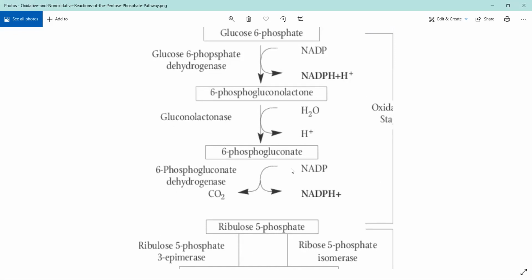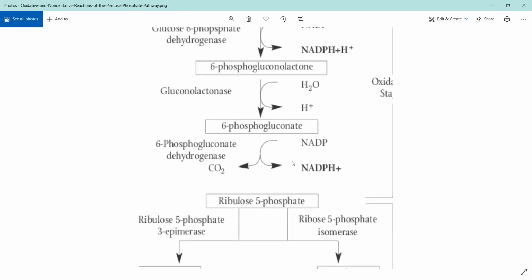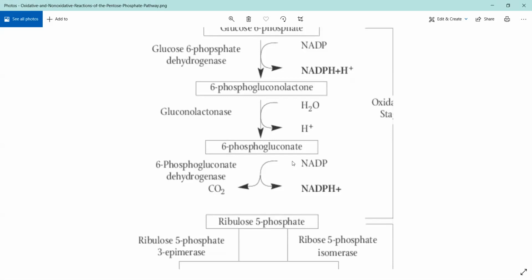Now keep in mind, till now we were dealing with 6 carbon molecules. Glucose is a 6 carbon molecule, phosphogluconolactone is a 6 carbon molecule. These first steps are all 6 carbon molecules. Ribulose is a 5 carbon molecule. Because 6 phosphogluconate loses one carbon dioxide, it will result in the formation of one 5 carbon molecule, that is ribulose 5 phosphate. Ribulose 5 phosphate has a ketone group. Now, up to the formation of ribulose 5 phosphate, that is the first phase of the reaction, the oxidative phase. These four reactions represent the oxidative phase.